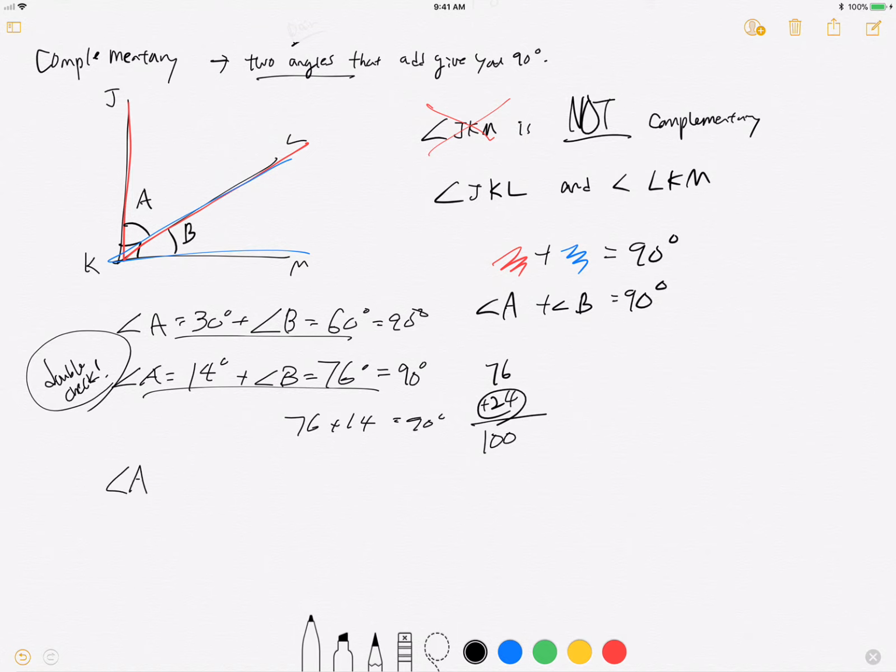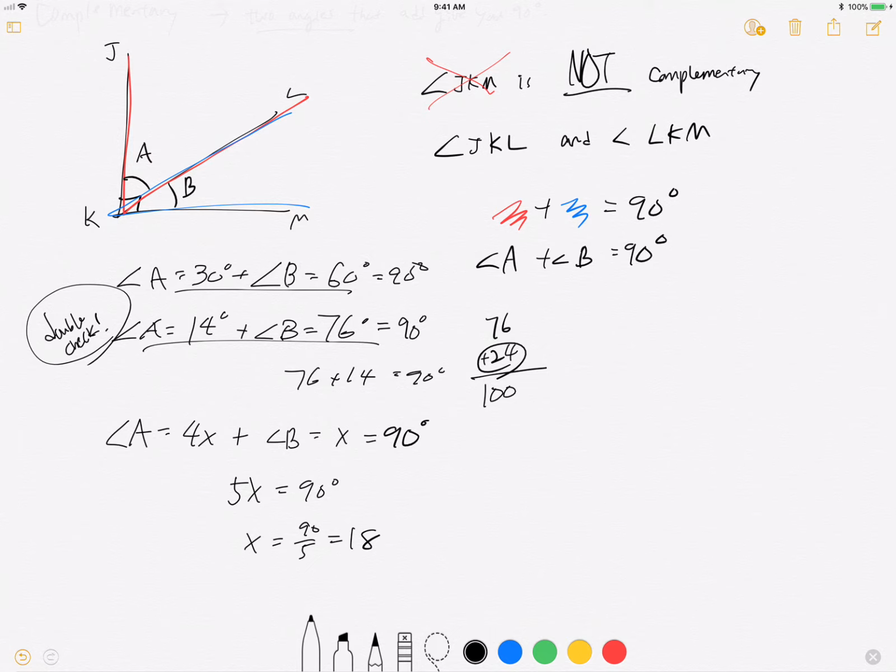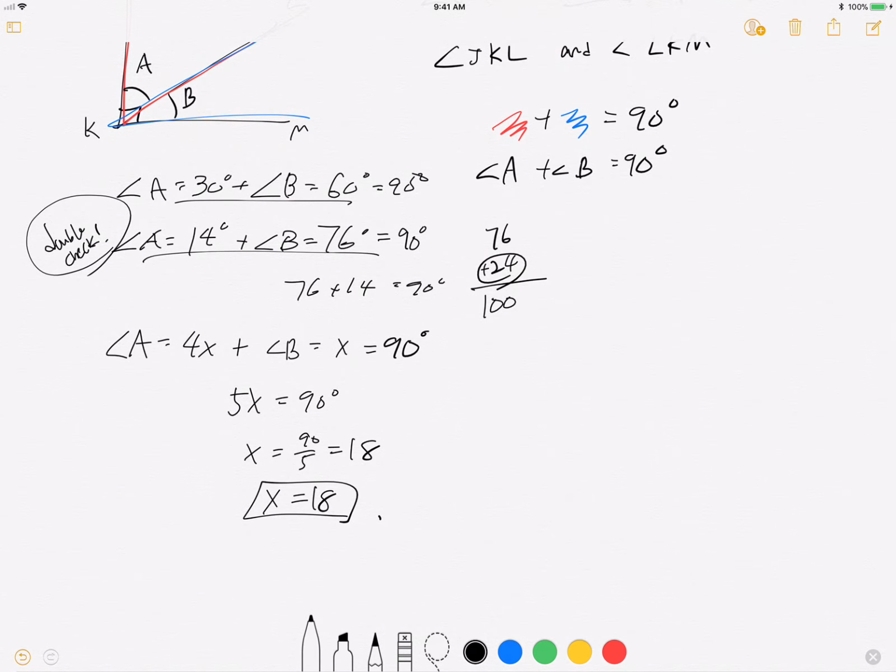So let's involve some algebra here. Let's say that A was 4x and that B was 1x. How do I solve for x? Well, you just have to add them up and set it equal to 90. So 5x equal to 90 degrees, x equal to 90 divided by 5, which is 18. Do not say 18 degrees, it's just going to be straight up x is equal to 18, because x is now represented as angles. And that's it.